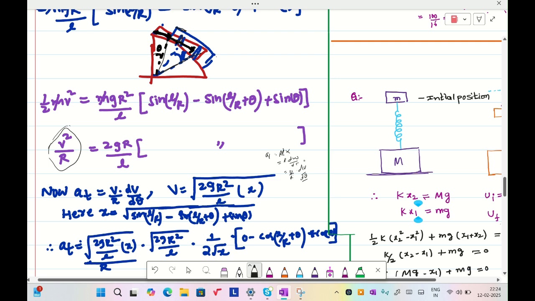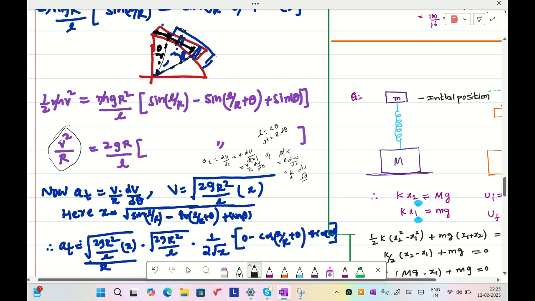Otherwise, if r alpha is not clear, you can go with at is equal to dv by dt, that equals v into dv by dx. Here x, or the length, is equal to r into theta. So that equals v by r into dv by d theta. L is equal to r into theta, then dl is equal to dx, equal to r into d theta. Therefore d theta is equal to dl by r. So dl equals r into d theta, and I can write v by r into dv by d theta.